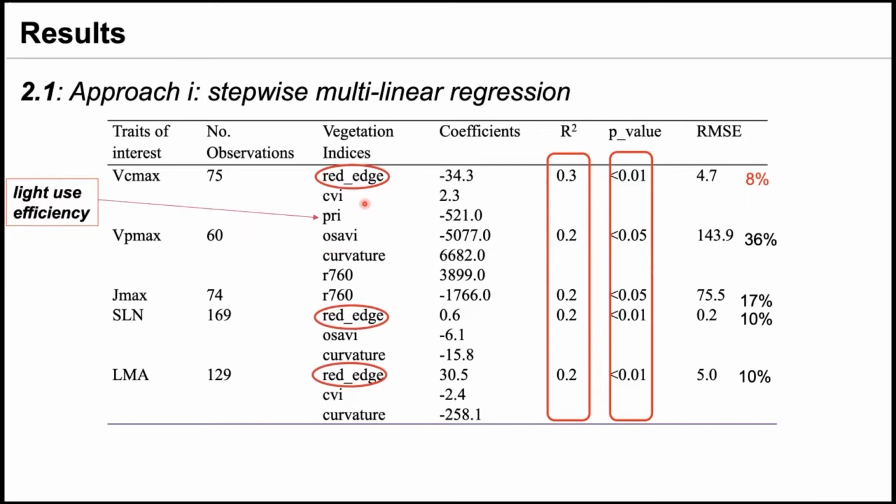And also another vegetation index, PRI, which was reported to be associated with light use efficiency, was one of the predictors for VC max. And also the reflectance at 760 was shown to be associated with chlorophyll fluorescence, and was captured by the best models for VP max and J max. So these parameters can be targeted in future studies for predicting photosynthesis by the hyperspectral sensing data.